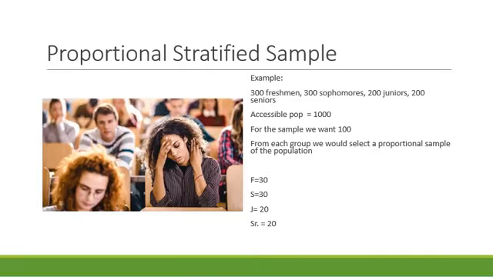Here's an example of a stratified sample where you're looking at undergraduates in a collegiate setting. You want 100 people. The accessible population is 1,000, but you want to have a proportional sample from each group. You wouldn't want to try to sample from the 1,000 and potentially get more of one, less of the other. And so the stratification that occurs here is to get 30 from the freshmen and the sophomores, and 20 from the juniors and seniors in order to have that be proportional to reality.